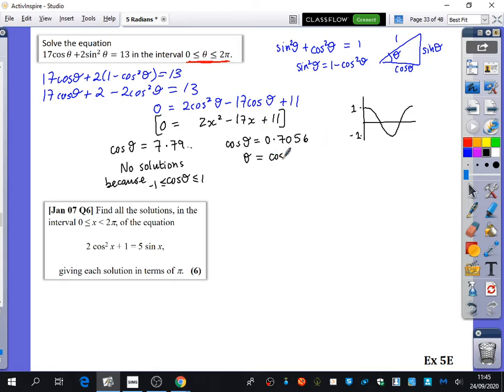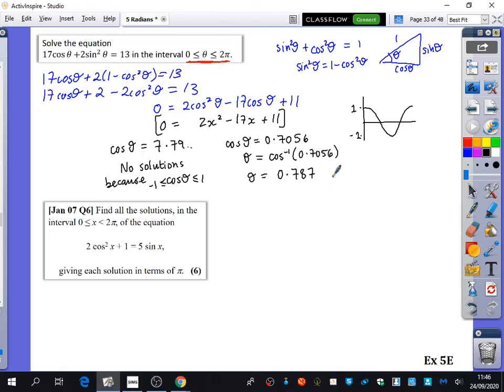So I'm going to do the inverse cos of 0.7056, as many numbers as you can to make sure we don't lose any of them. Have you done that? Has anyone typed this in for me? Found out what the inverse cos of this is yet? 0.787. Okay, so that's one of the solutions.